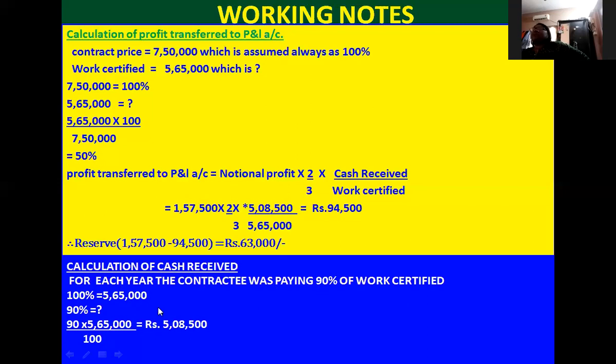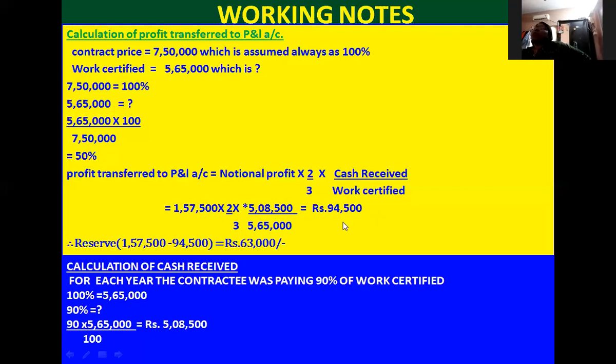What is this 5,65,000? That is a work certified. So each year, as per this problem, the contractee is paying 90% only. So for the year 2008, the work certified is 5,65,000, which is 100% means what is for 90%. So have a cross multiplication. I found the cash receipt. So this calculation I made it here for knowing the cash receipt. So cash receipt 5,08,500 divided by 5,65,000.